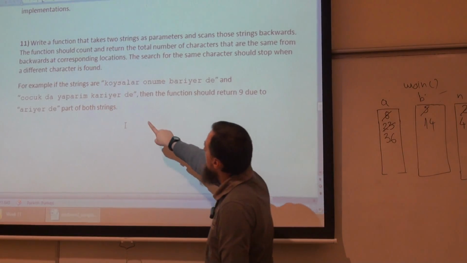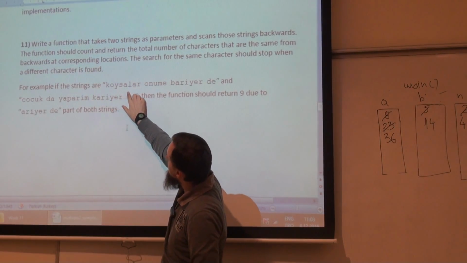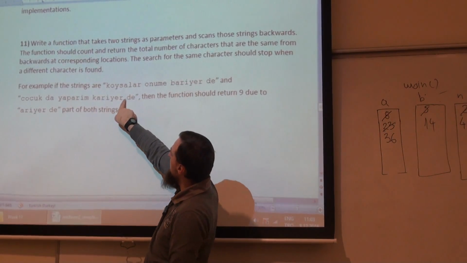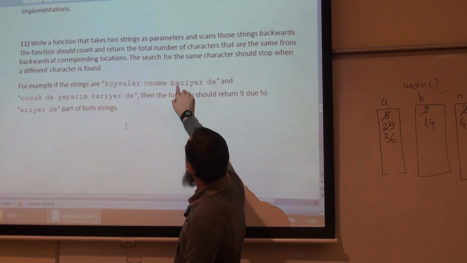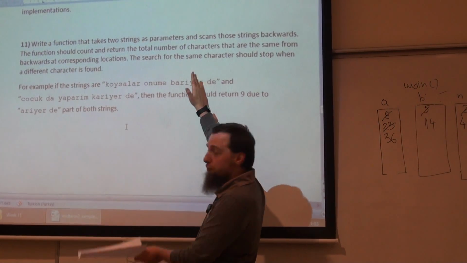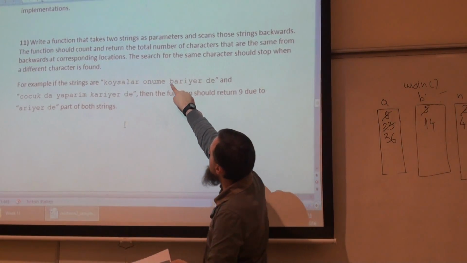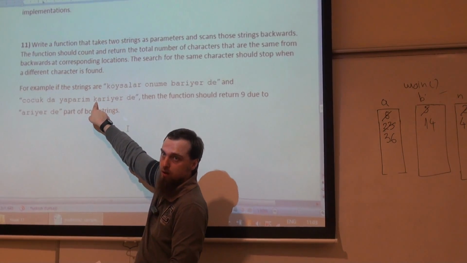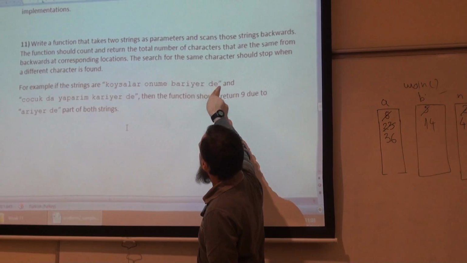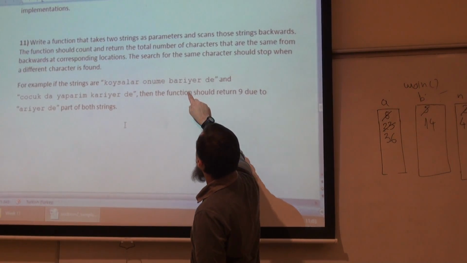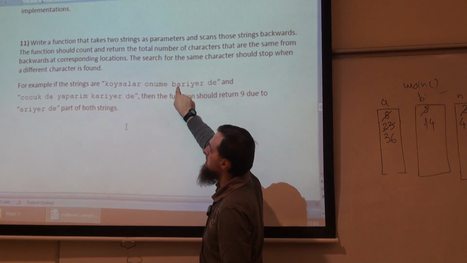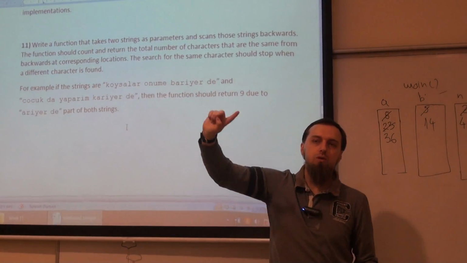For instance, we have this sentence here: Koysalar onume bariyerde, çocuk da yaparım kariyerde. You see that this ariyerde and this ariyerde is the same. The first mismatch from the end, starting backwards, is this B and this K. Okay? So, how many characters are the same? Ariyerde, ariyerde. Let's count the characters. 1, 2, 3, 4, 5, 6, 7, 8, 9. Our program should return 9.